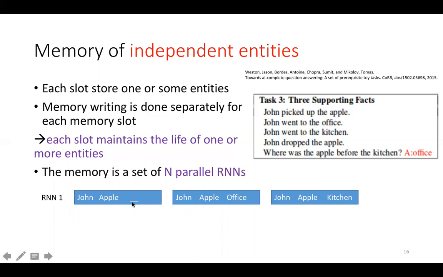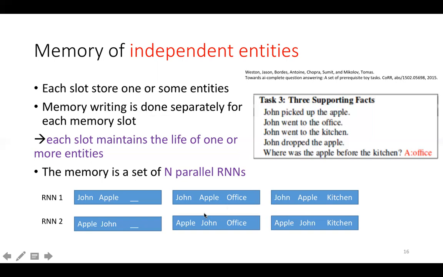So the first RNN, the hidden state of the RNN stores the Apple and John as entities, and over time, it will encode other entities like office and kitchen when it reads through the facts in the bAbI task here. So when we have more facts, the memory slot is added with more entities, and we maintain that over time. The second RNN can store the same entities, but maybe in a different order, so with different focus. The first RNN may focus more on John, but the second RNN may focus more on Apple.